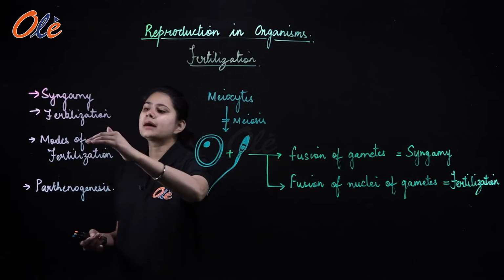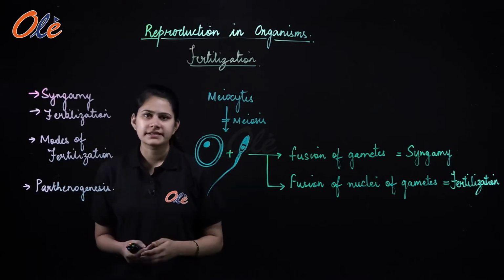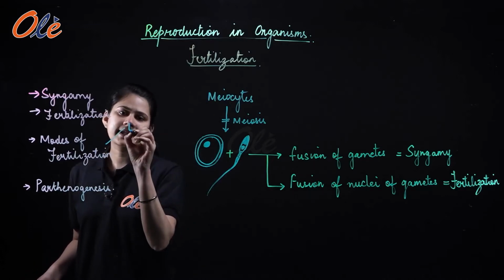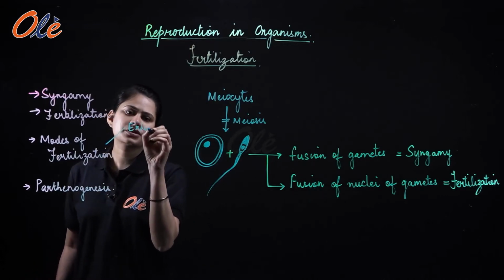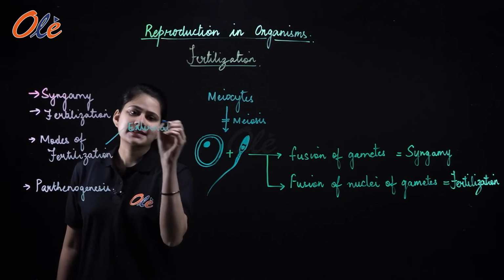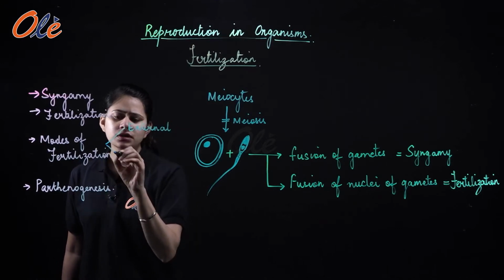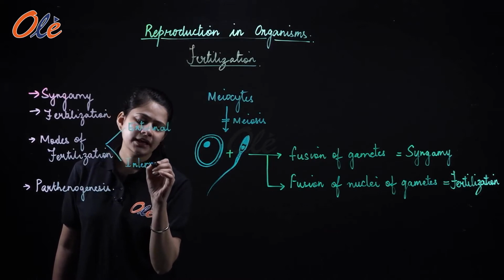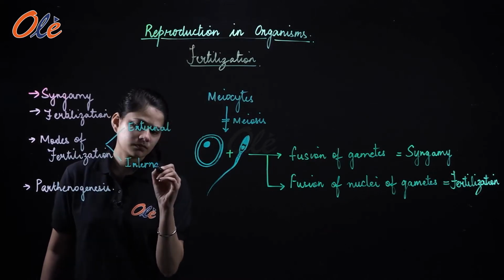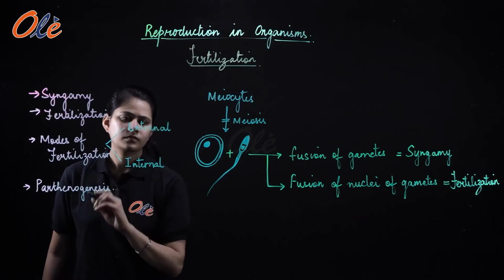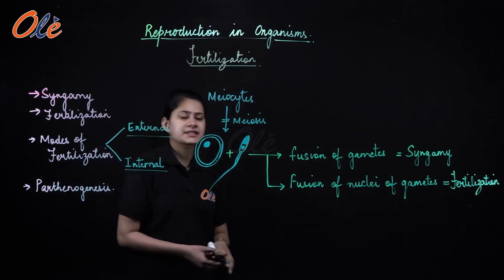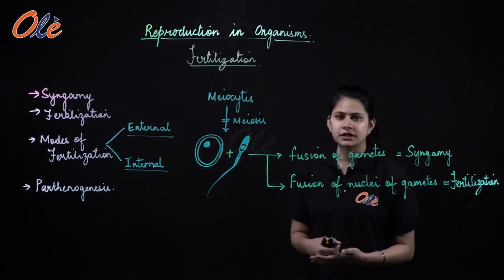However, let us come to now the modes of fertilization. So there are two modes of fertilization. There is the external mode of fertilization, or simply external fertilization, and there is the internal mode of fertilization, or simply internal fertilization. Now, what is meant by external fertilization and internal fertilization?